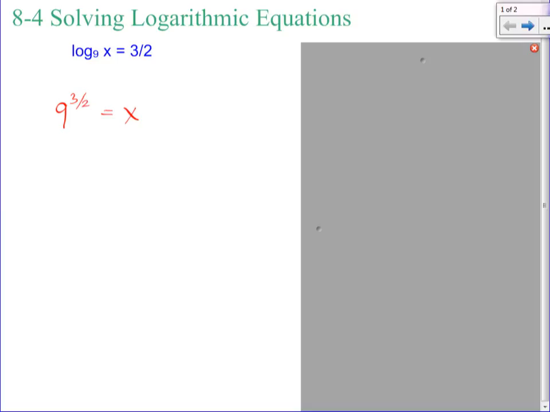Okay, let's solve this by just changing it to its base number, which is 3 squared. If we multiply these guys, what do we get? Okay. What is 3 to the third? 3 times 3 times 3? 27. Okay.